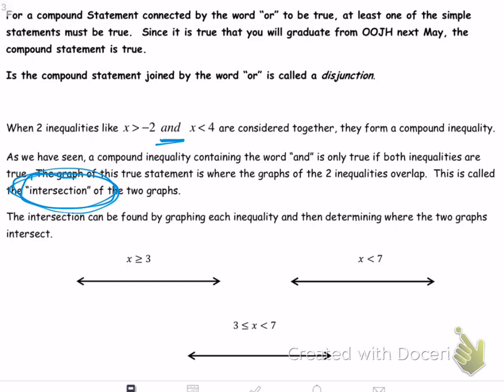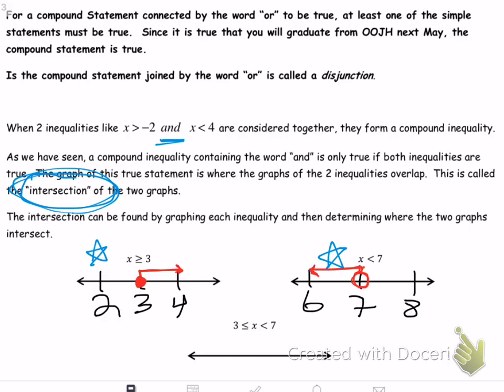What I want you to do right now is make a graph for this one and this one individually. Just pause it for now, and then in a few seconds, check your answers. On the left graph, x is greater than or equal to 3, and we just use our rules. Greater than or equal to means it's a closed circle. Since it is greater than, it is going to the right. X is less than 7, then it's an open circle, shaded to the left.